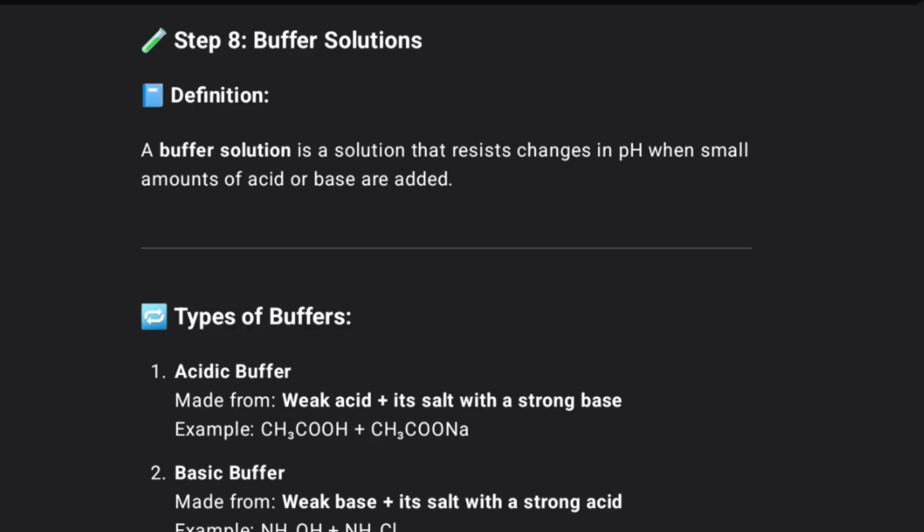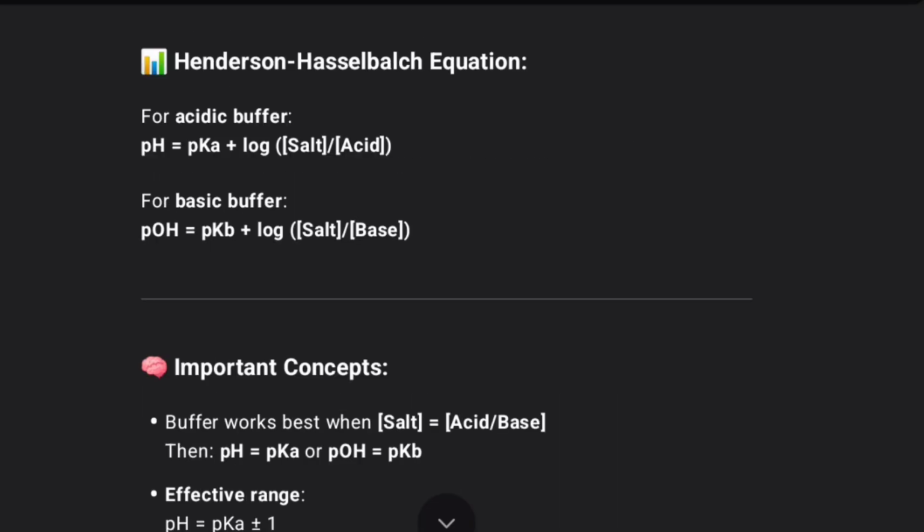1. Acidic buffer, made from a weak acid plus its salt with a strong base. Example, CH3COOH plus CH3COONa. 2. Basic buffer, made from a weak base plus its salt with a strong acid. Example, NH4OH plus NH4Cl. Henderson-Hasselbalch equation for an acidic buffer: pH equals pKa plus log of salt over acid.